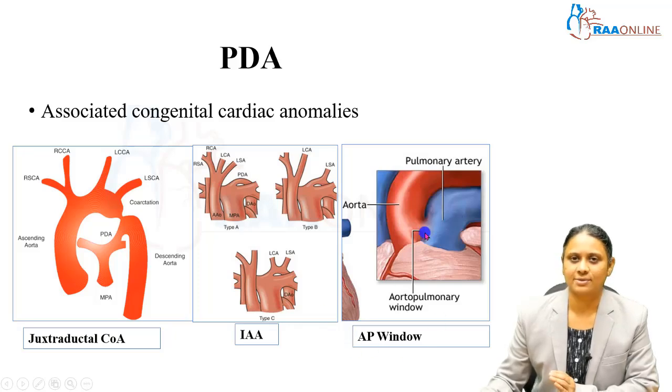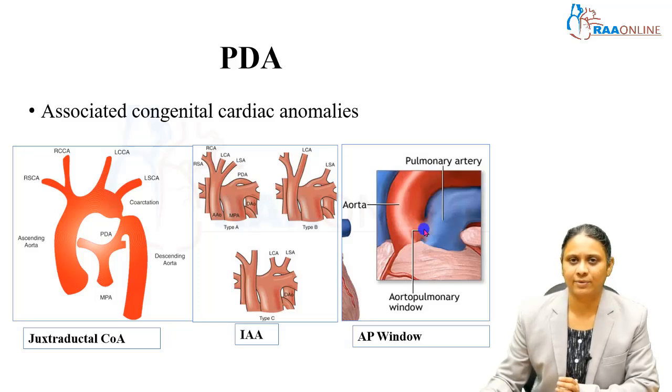AP window: physiologically PDA and AP window are the same. PDA is a communication between descending aorta and the pulmonary trunk at the origin of LPA, while AP window is a communication between the ascending aorta and the main pulmonary trunk. So, you can see a direct communication between the aorta and the pulmonary artery here. So, physiologically it is the same.